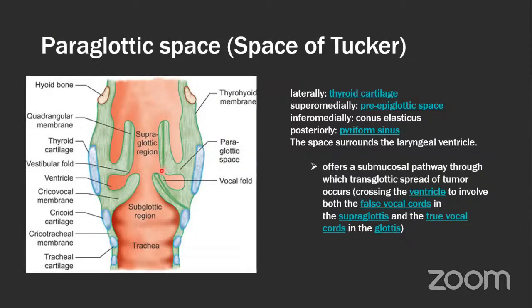And here is the paraglottic space. In transglottic spread, this space is involved. Transglottic means it goes from the true vocal cord, this is the true vocal cord and this is the false vocal cord, and in between is the ventricle. So if this ventricle or the paraglottic space is involved, it becomes a transglottic malignancy. For transglottic malignancy, the stage of the malignancy will change and also the treatment will change. Okay, so that is the importance of the paraglottic space, again in spread of malignancy and transglottic spread.